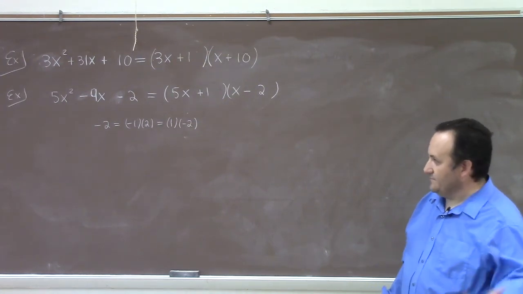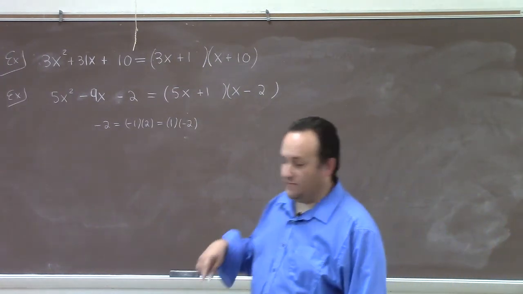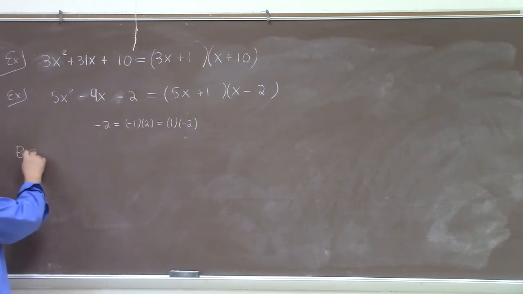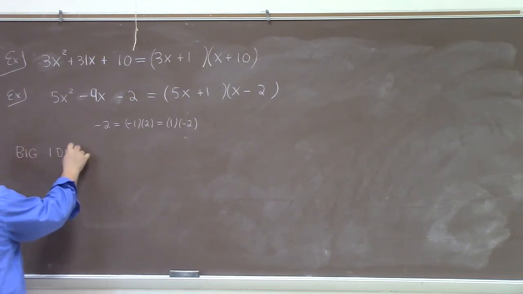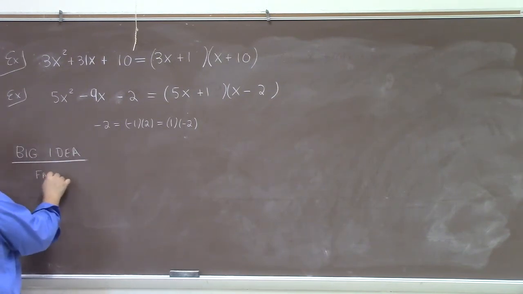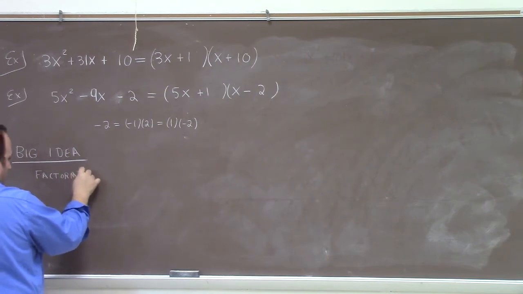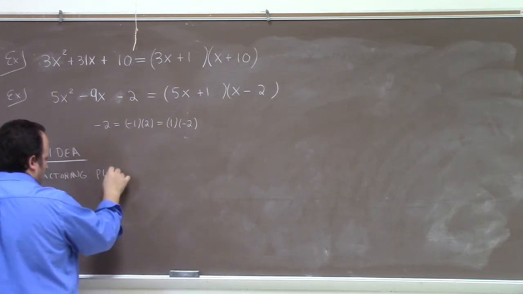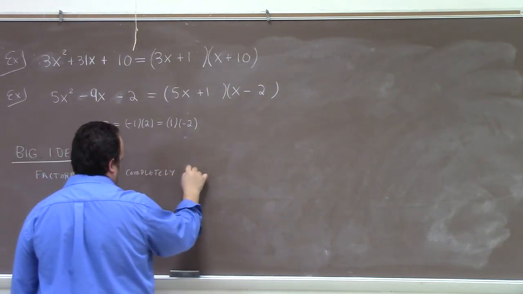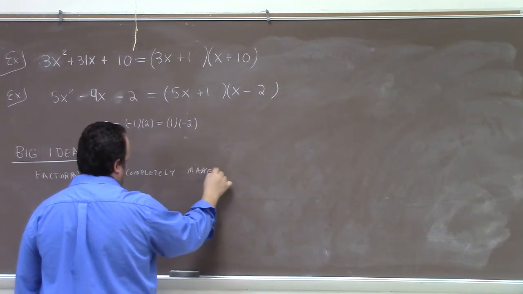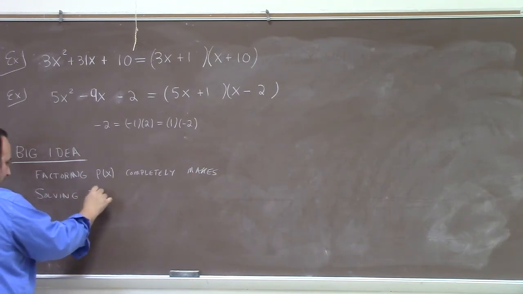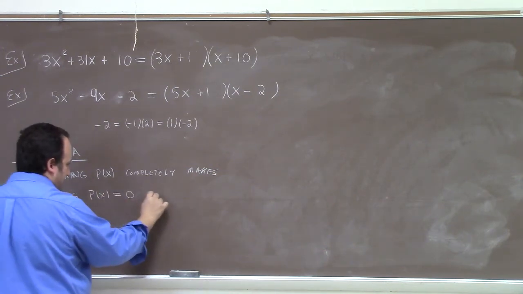So, great. Now, I will go back to the formula sheet here pretty soon, but there's one other big idea which we need to talk about today. Big idea is factoring p of x completely makes solving p of x equals 0 easy.